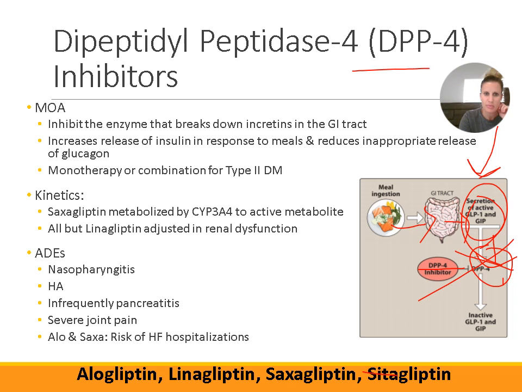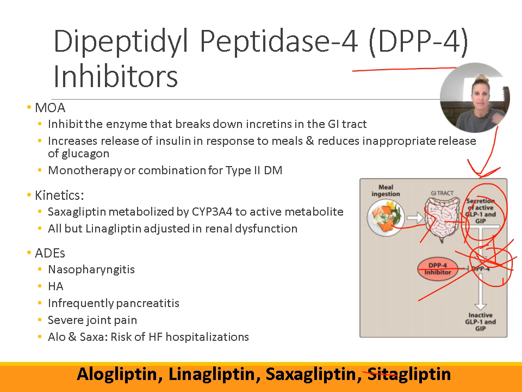So these DPP-4 inhibitors, they're combined with sulfonylureas. They can be combined with metformin. They can be combined with TZDs. They can actually be combined with insulin, but they cannot be combined with GLP-1 agonists because of that overlapping mechanism of action.